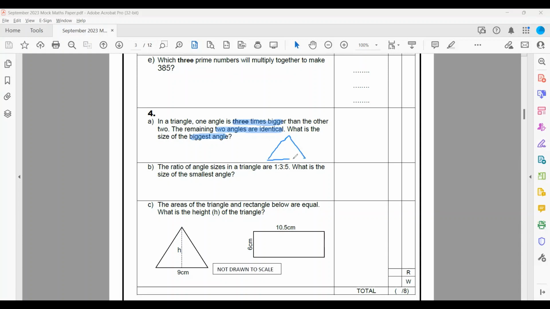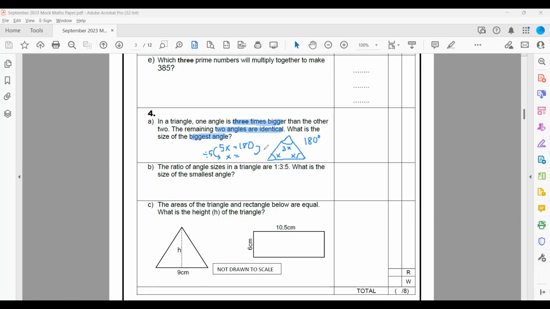Doesn't have to be perfect, as you can see, mine isn't. And I would put my two identical angles down here and call them x. So x and x. And my angle up here is 3 times bigger, so that's going to be 3x. Now we know that there are 180 degrees in a triangle, and we have 5x's. So 5x is equal to 180. And then we can work out what 1x is. So to go from 5x to 1x, we are dividing by 5.